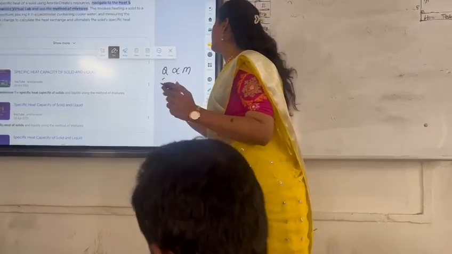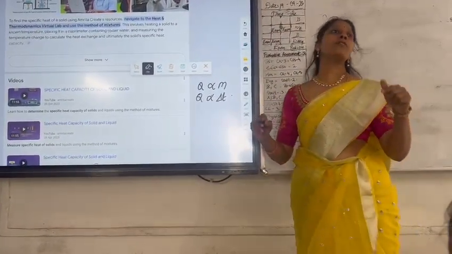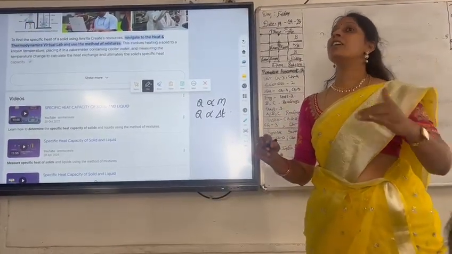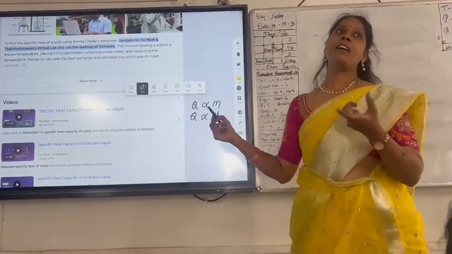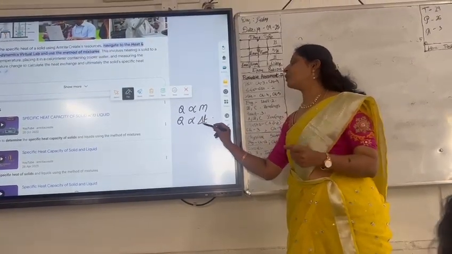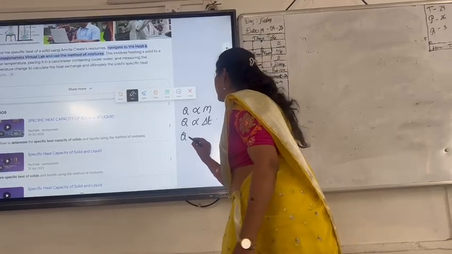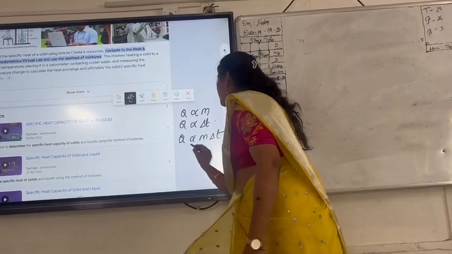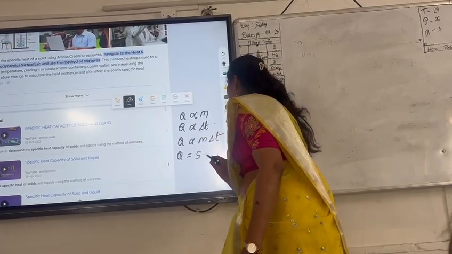Next, it also depends upon the change in temperature. To raise the temperature of the body by 50 degrees centigrade, or to raise it from 0 to 100, you need more heat energy in which case? The second case. So the amount of heat energy required is more if the temperature difference is more. From these two we can write Q is directly proportional to m into delta T. To remove this proportionality, we need to multiply by some constant, that is the specific heat.